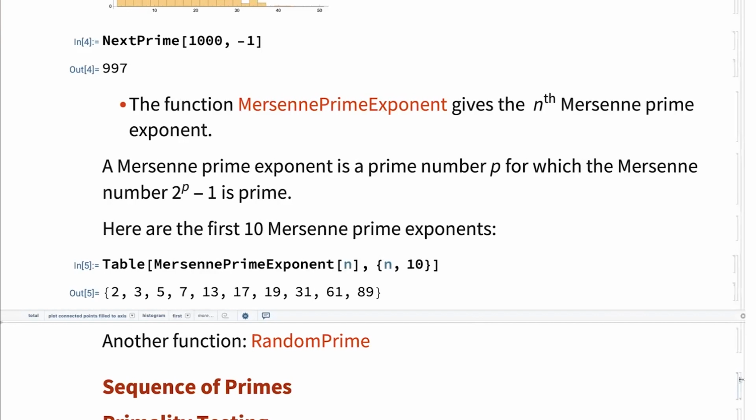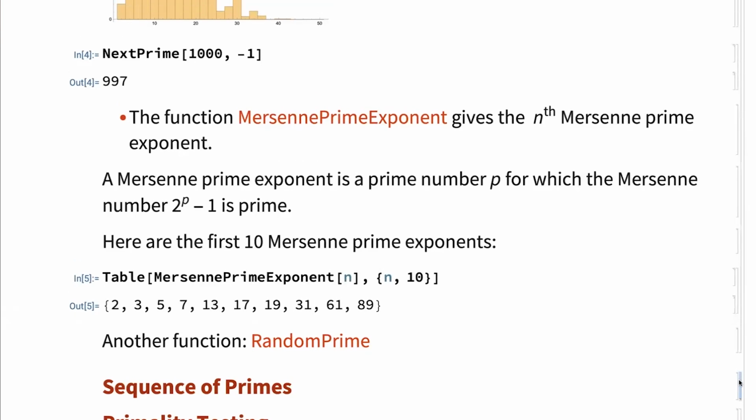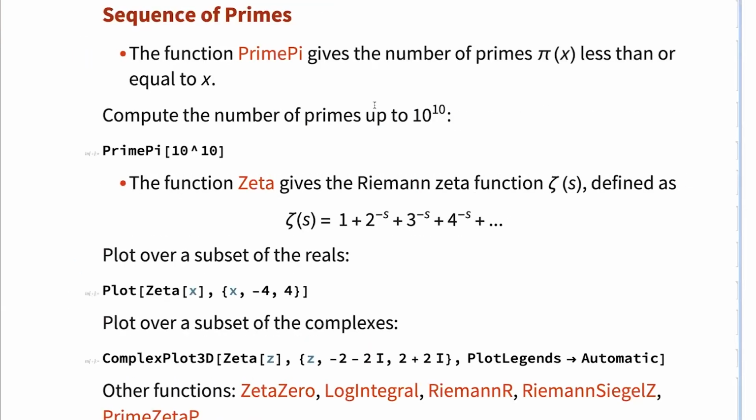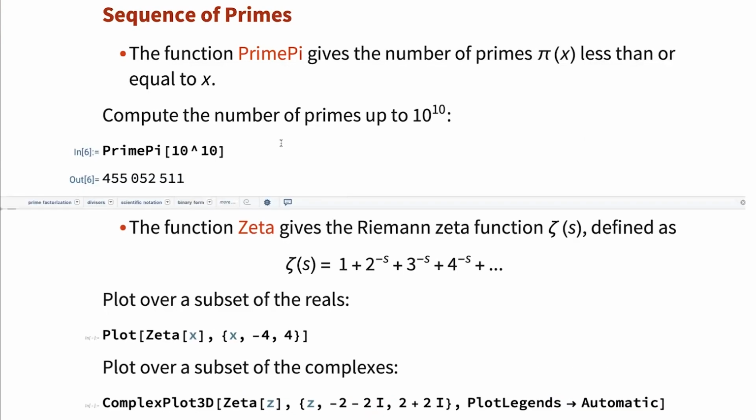Now let's talk about the functions about the sequence of primes. Here, of course, the most important function is PrimePi, and the function PrimePi gives us the number of primes π(x) less than or equal to x. And by the way, this has nothing to do with the mathematical constant pi. This is just how we denote it. This is a very important function, has very interesting qualities, but let's just now compute the number of primes up to 10 to the power of 10, which will give us this number.